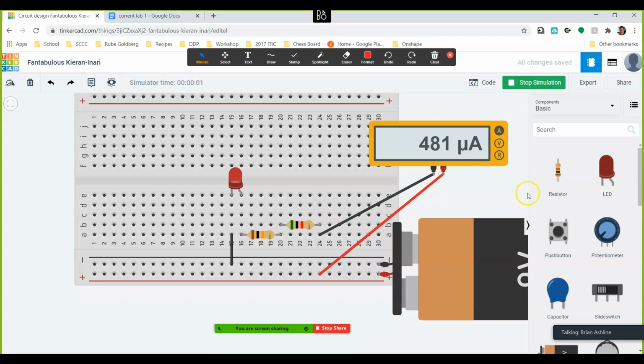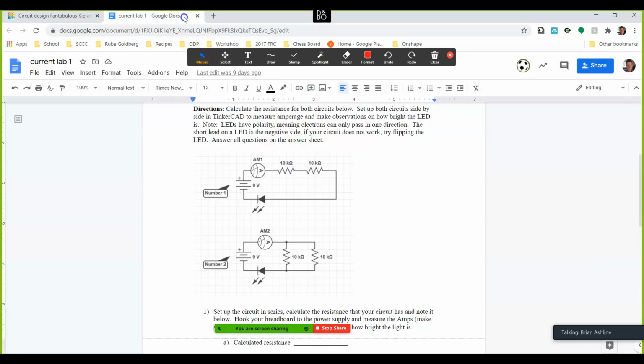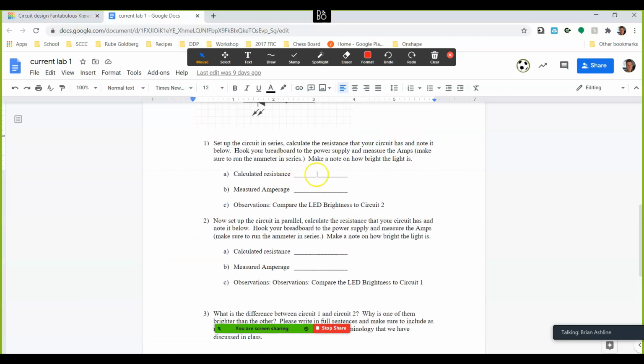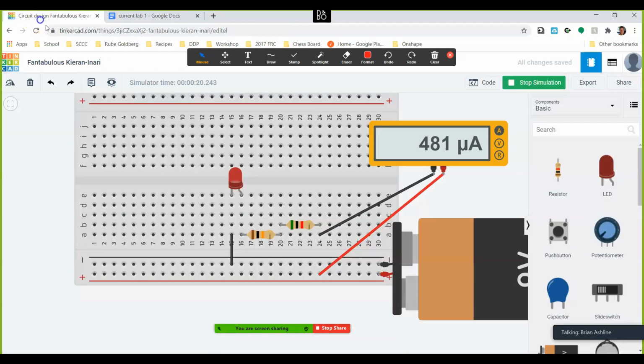So now when we start this, we're reading 481 microamps of current. Now again, that answer is not correct because it's not the right resistors, but nonetheless, the circuit here is correct. Now, from here, you would move on to answering your question, right? You'd first calculate your resistance for that one, and then you'd put down the measured amperage, and you'd observe how bright the light is. The light is not that bright here.